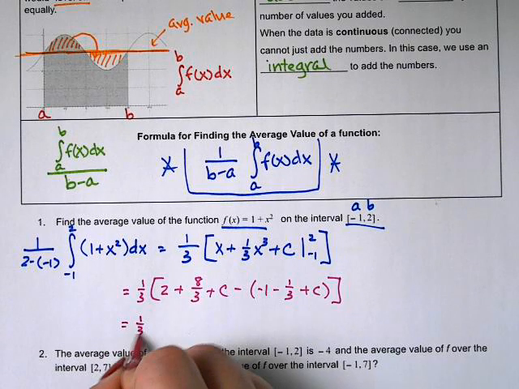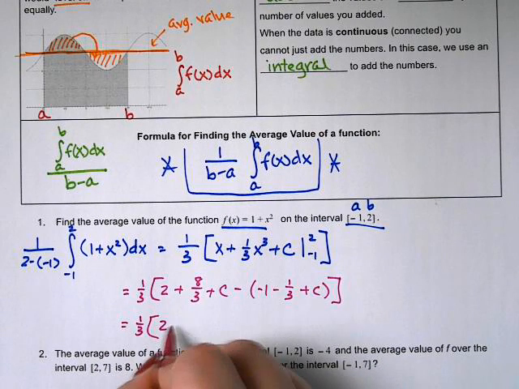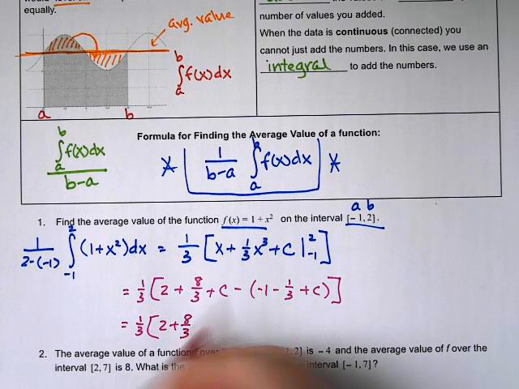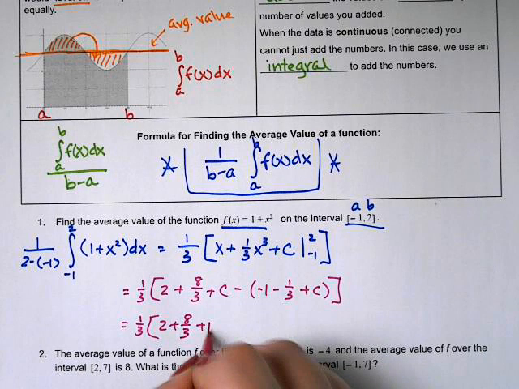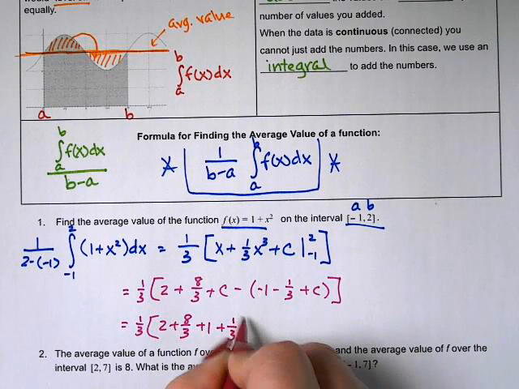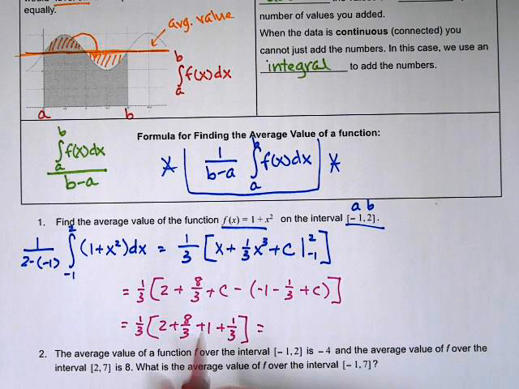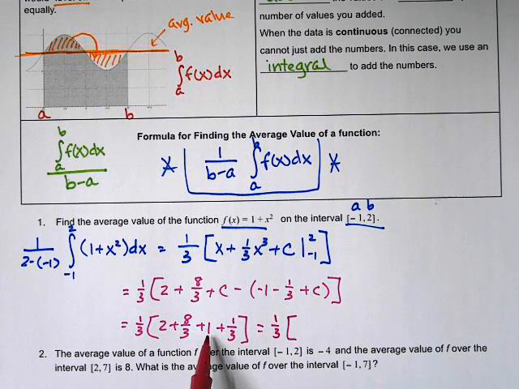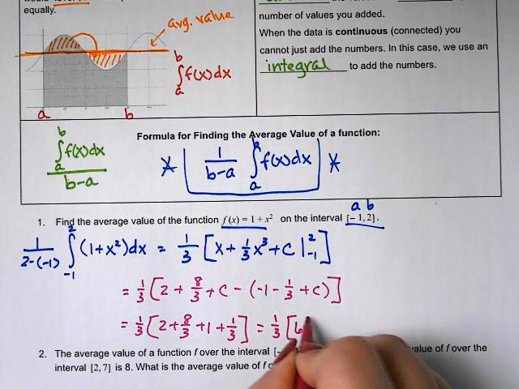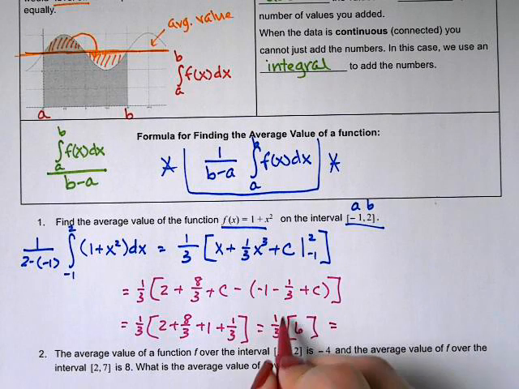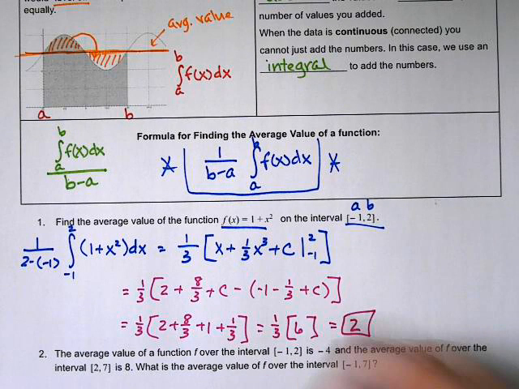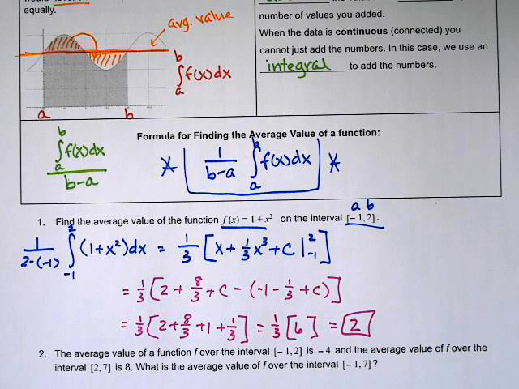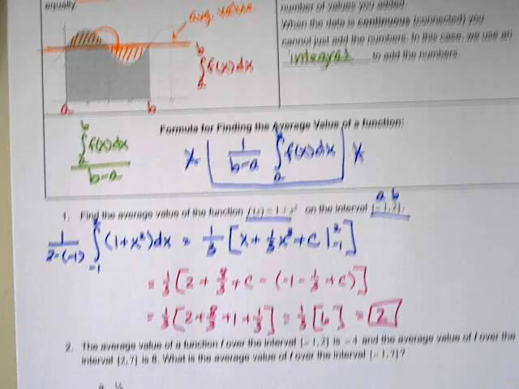So I get 1/3 of, let's see, 2 plus 8/3. I know my c's are going to cancel, and I get plus 1 plus 1/3. And so we've got 1/3 of, let's see, that becomes 3. 8/3 plus 1/3 is 9/3, which is also 3. So 3 plus 3 is 6. So my average value is 1/3 of 6, which is 2. And there we go. I know I went through that arithmetic kind of fast, but I think you guys can handle it.